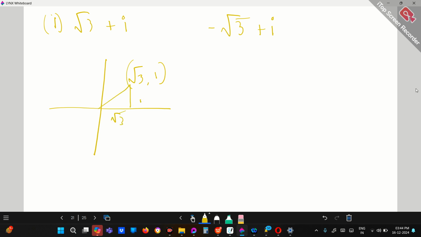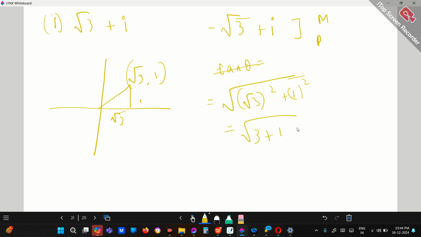What is tan theta? Tan theta is equal to... The question is asking me for the modulus and the principal value. Modulus is nothing but the root of both squares, right? Tan theta is equal to 1 by root 3, which means theta is equal to pi by 6.